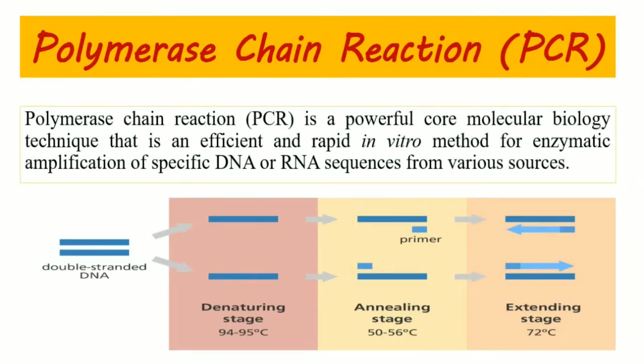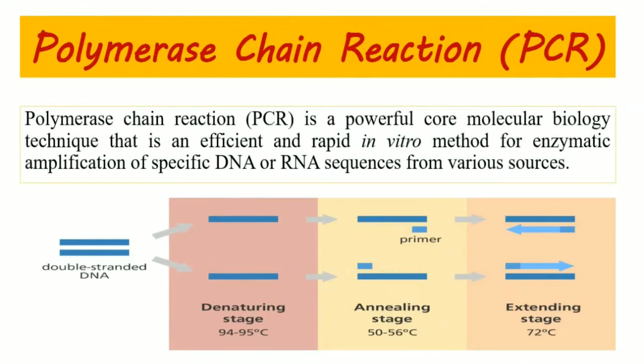So here in this figure you can see the basic steps that are involved in PCR cycles. First of all, there is a double-stranded DNA. The first stage is a denaturing stage in which the double-stranded DNA is denatured to create single-stranded DNA, and it occurs at 94 to 95 degrees centigrade. After denaturation, the next stage is the annealing stage, where the primers that you have added in the PCR reaction mixture anneal with the DNA strands.